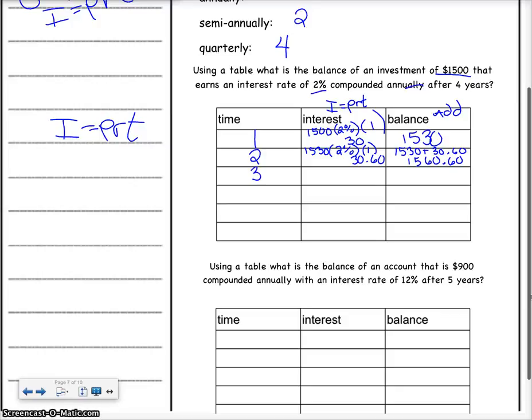Year 3. Well, now I have $1,560.60 times 2%, and then times another year, just the one. Again, you don't have to write that. So I'm just plugging that into my calculator, and I get $31.21.